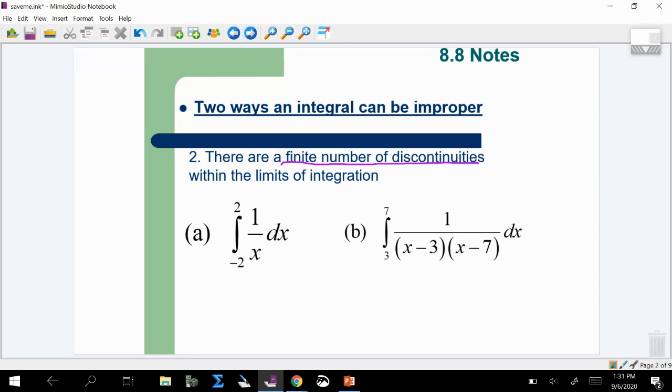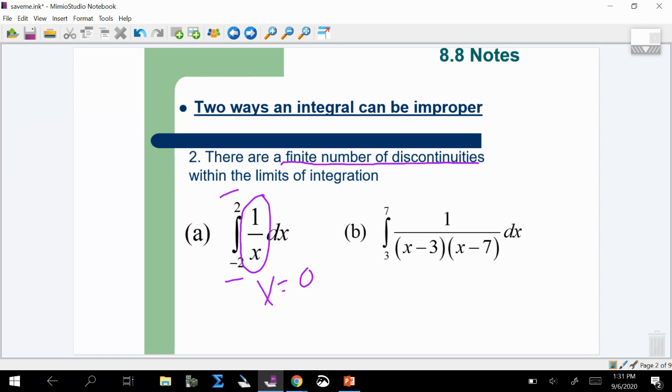If you look at this first one, the reason that this is improper is because this function, 1 over x, has a discontinuity at x equals 0. And if you look, your boundaries go from -2 to +2. 0 is contained between those boundaries. So essentially you have an asymptote right in the middle of your interval. It doesn't have to be in the smack middle. It can be closer to one boundary than the other. But if you have that discontinuity, we call this an improper integral.